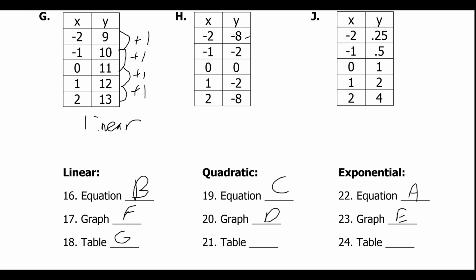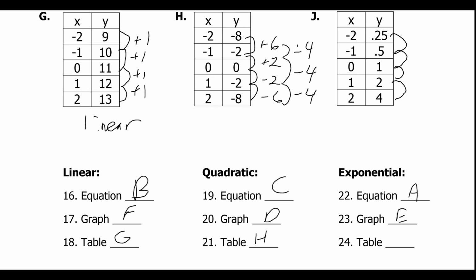Table H, let's see, we got plus 6, plus 2, minus 2, minus 6. My jumps between that are minus 4, minus 4, minus 4. So that means that H is the quadratic table. And let's see. My jump from 0.25 to 0.5 is times 2. And I'd multiply 0.5 by 2 to get 1, times 2, times 2. So that means that the table J is exponential.